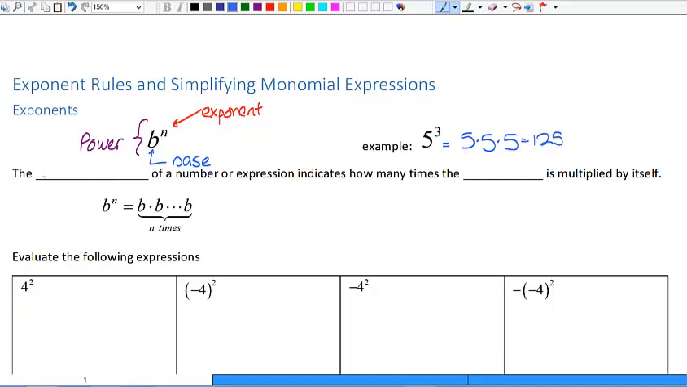So the exponent, which we used the letter n for up there, of a number or an expression indicates how many times the base is multiplied by itself. So b to the n is b times b times b, n times, and that's what b to the n means. An exponent is just repeated multiplication.